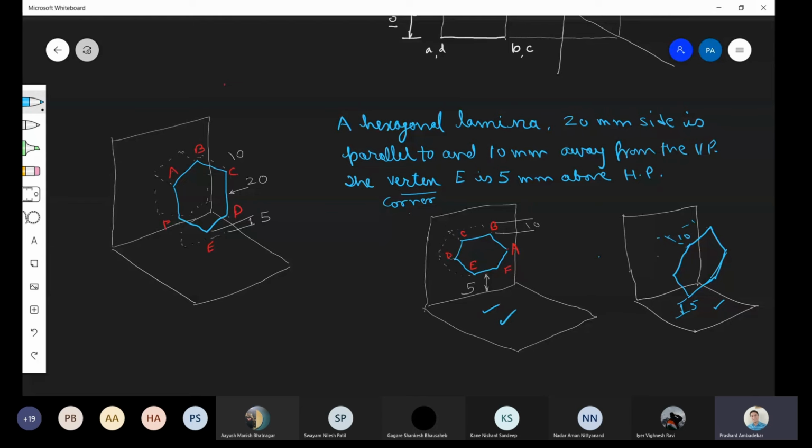Then if you want this only as the answer, you don't want this. So if I don't want the student to draw this, and I don't want the student to draw this, then I have to be specific. What specific can I add in this so that this and this will not be the answers? Only this will be the answer.